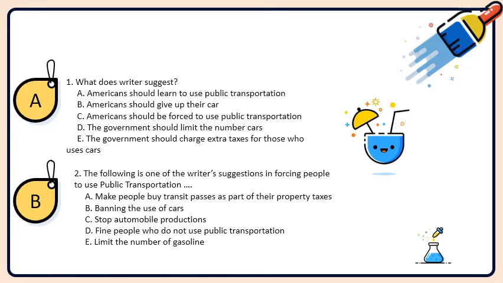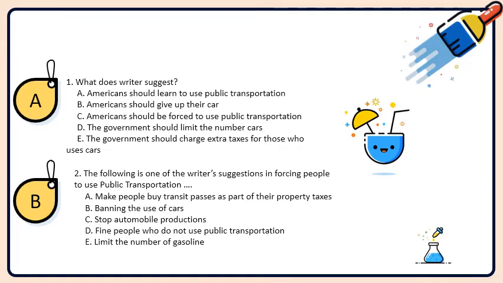One. What does the writer suggest? A. Americans should learn to use public transportation. B. Americans should give up their car. C. Americans should be forced to use public transportation. D. The government should limit the number of cars. E. The government should charge extra taxes for those who use cars.